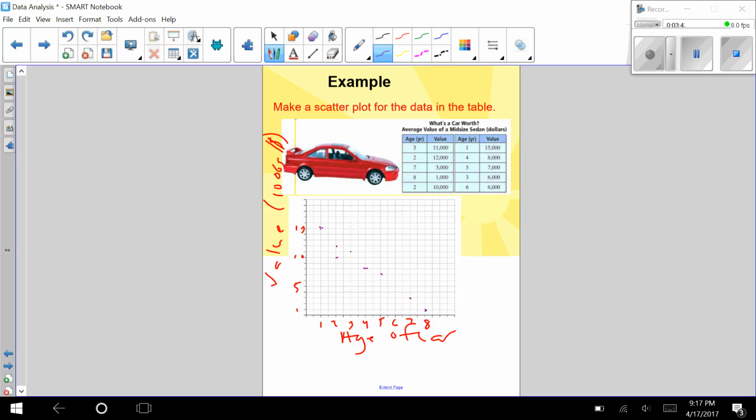Your graph will be a little easier since you're not using a computer for it. 3, 6,000. Right about there. And 6, 6,000. There is our scatter plot. We should also put a title. Maybe, what's a car worth? There we go.